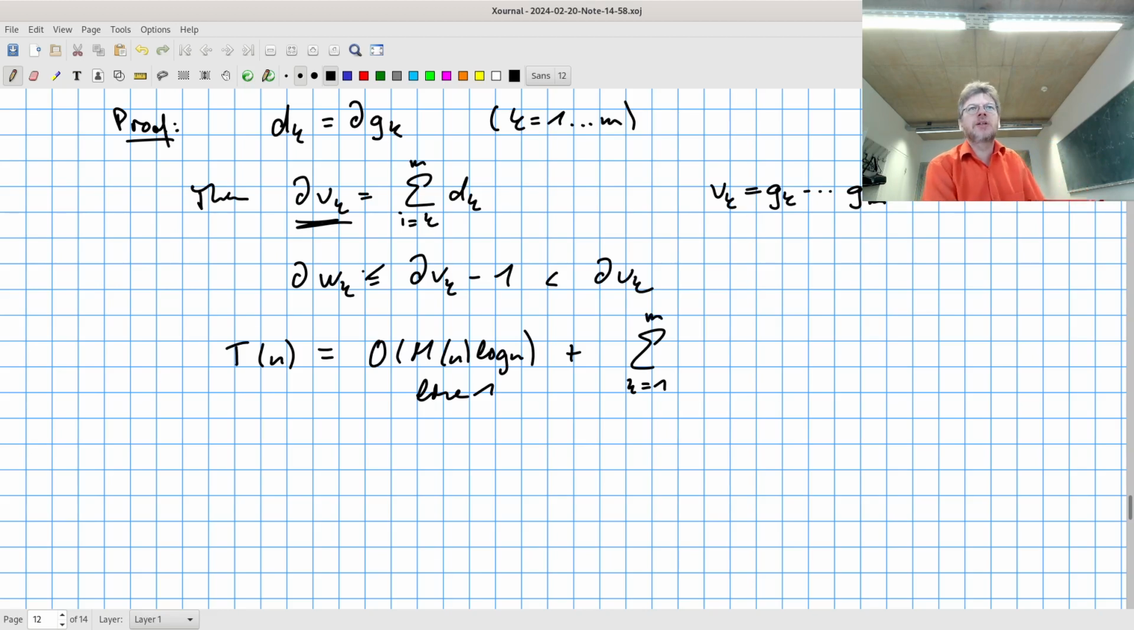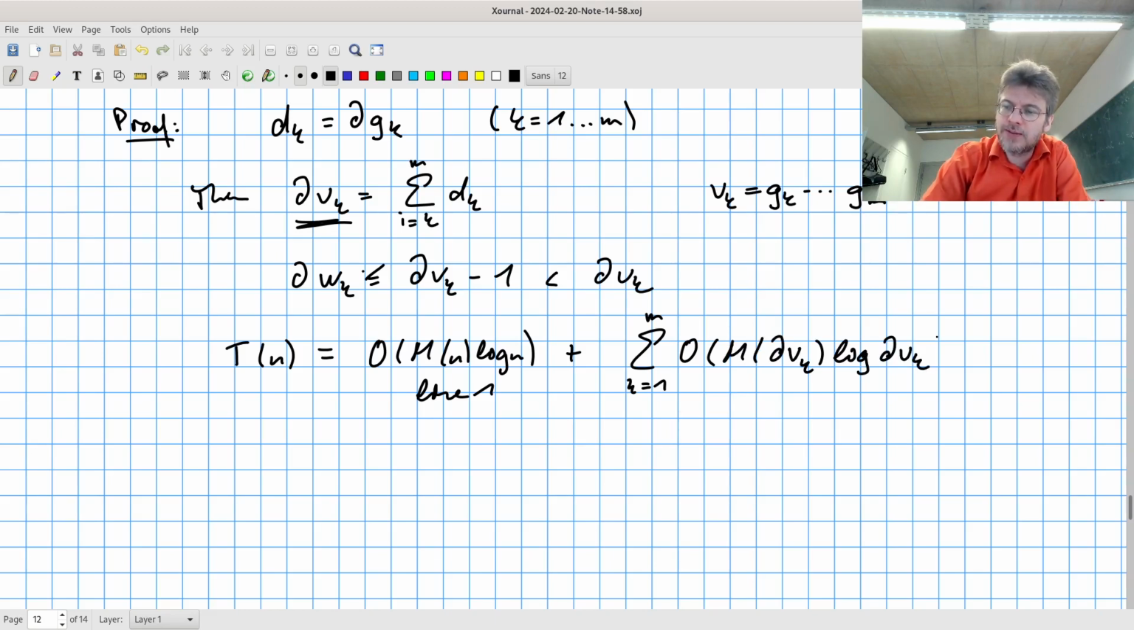I'm finished after m iterations. Even though I don't know what m is, the complexity is determined by how long the loop continues, and it will be m iterations. But in each iteration I have a computation time of O of M(deg v_k) log(deg v_k). So the log is not problematic. We can bound this by n, and it won't mess up the complexity.